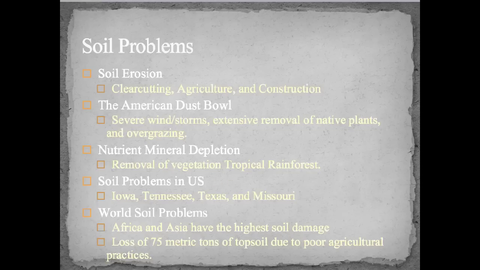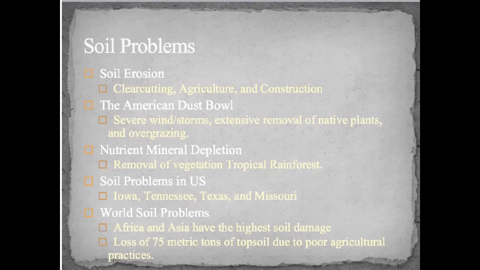Soil problems in the U.S., you tend to find them in Iowa, Tennessee, Texas, and Missouri. World soil problems: Africa and Asia have the highest soil damage. Loss of 75 metric tons of topsoil due to poor agricultural practices is really the main reason. And the problem here is that soil just takes so long to form. If we remove the soil from an area or damage soil in certain places, we can't grow crops as well. Therefore, we're put in such a position that we won't be able to meet the supply and the demand of the growing population.